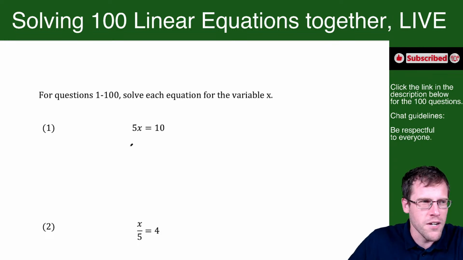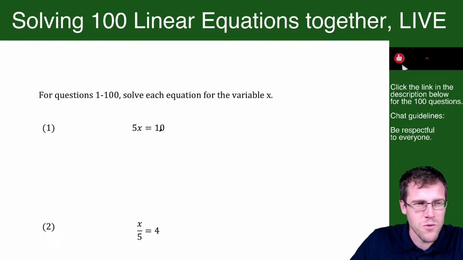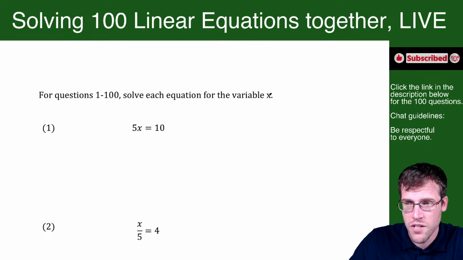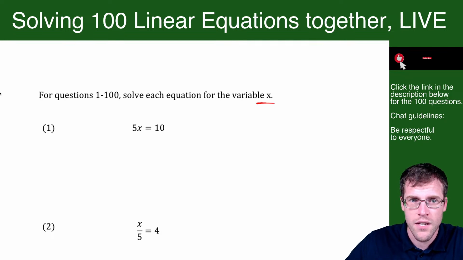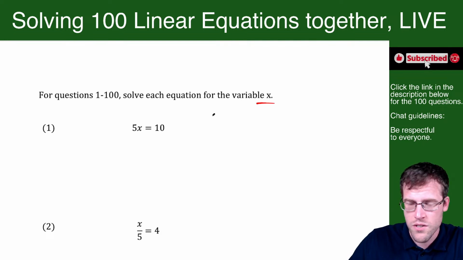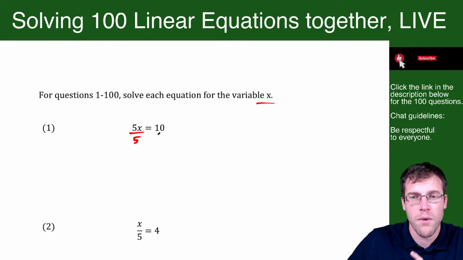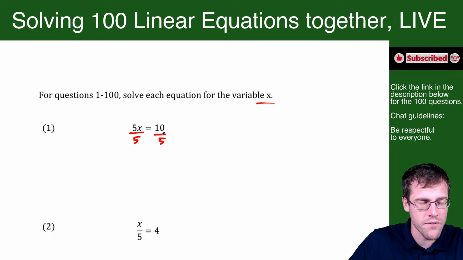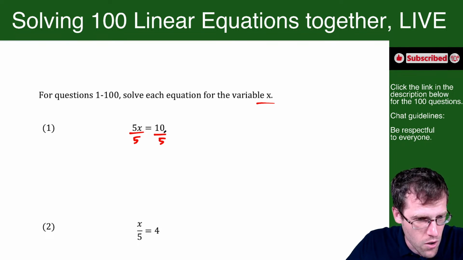So first up here, 5 times x equals 10. So we'll start off nice. Every question here, we're solving each equation for the variable x. That is the objective for all of these questions. So we want to get rid of this 5. It's attached by multiplication, so the opposite of multiplying by 5 would be to divide by 5. But remember, the golden rule of algebra is whatever you do to one side of an equation, you have to do to the other.